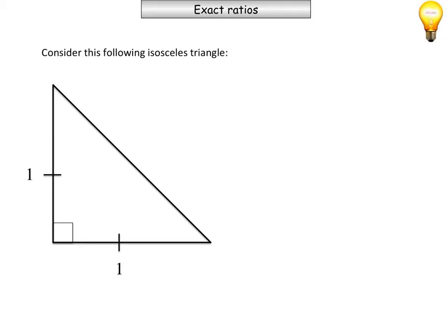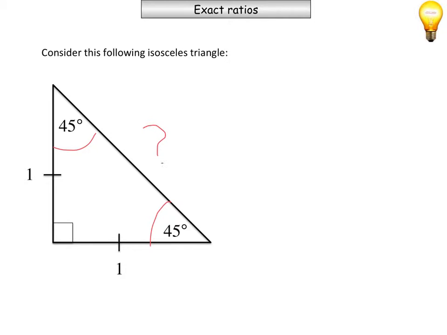So if I had an isosceles right angled triangle, what would be the other two angles? They should be 45, because the angle sum of a triangle will tell us that the remaining two angles total 90 degrees, and because it's isosceles, base angles are equal. So those two base angles are 45 degrees.